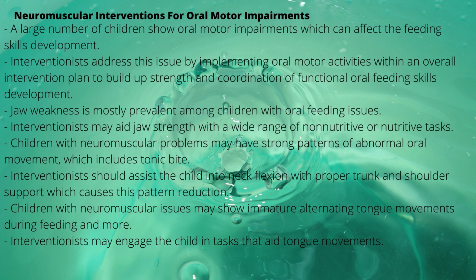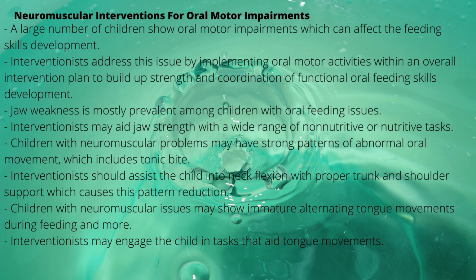The tasks should involve food to stimulate taste receptors and facilitate the combination of both sensory and motor skills for an effective response. Jaw weakness is mostly common among children with oral feeding problems. Interventionists may aid jaw strength with a wide range of non-nutritive tasks which include sustained biting and more before food texture introduction, and nutritive tasks which include biting a food encased in a mesh pouch and more.